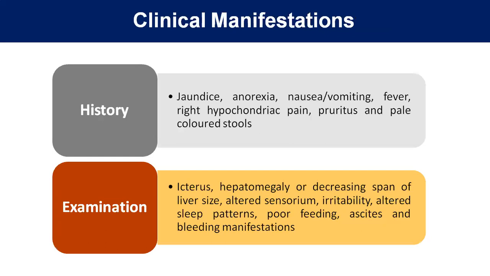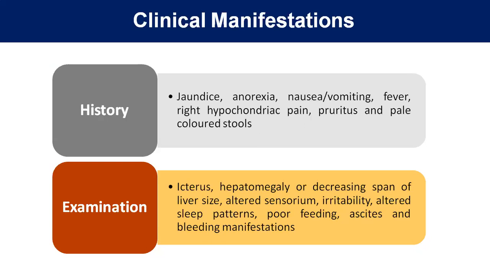So again, we have to start from history. Is there a history of jaundice, anorexia, nausea, vomiting, fever, right hypochondriac pain, pruritus, pale colored stool? Next, examination of the child for icterus. We have to look for hepatomegaly. How much is it enlarged? In infants, normally 2 centimeters of liver is normal. And in children up to 5 years, around 1 centimeter of liver is normally palpable.